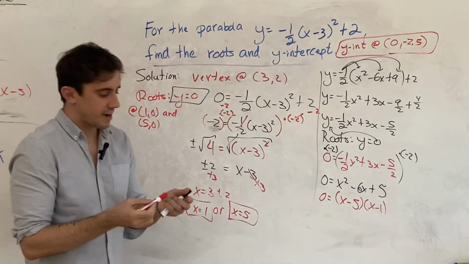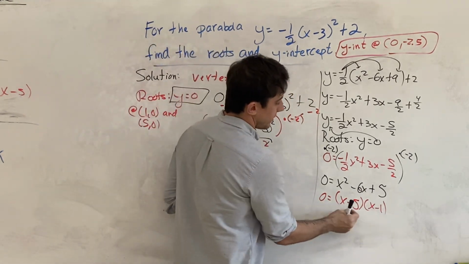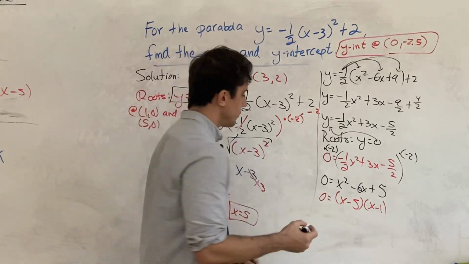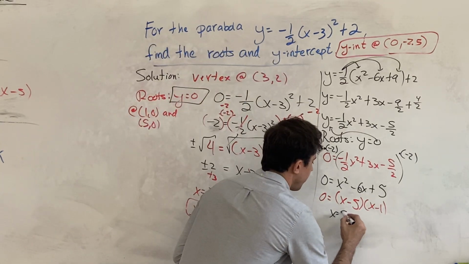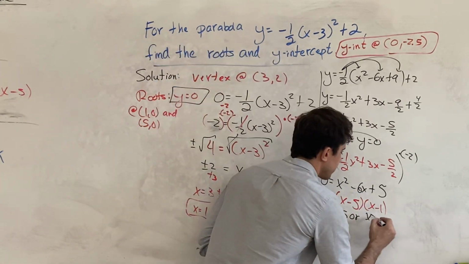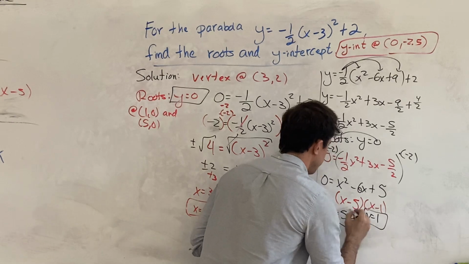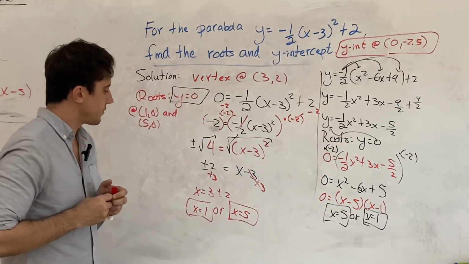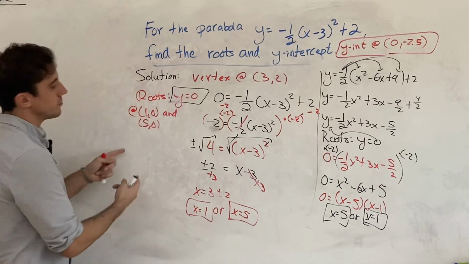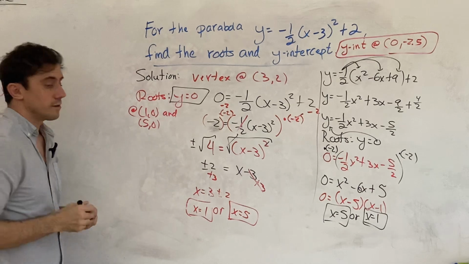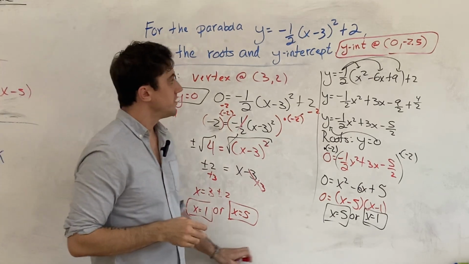And now by the null-factor law, we know that if 0 is equal to this times that, then either x minus 5 is equal to 0, which would imply that x is equal to 5, or x minus 1 is equal to 0, which would imply that x is equal to 1. And so we find the exact same two values for the x-coordinates of our roots, and so we still found that our two roots were at (1, 0) and (5, 0).